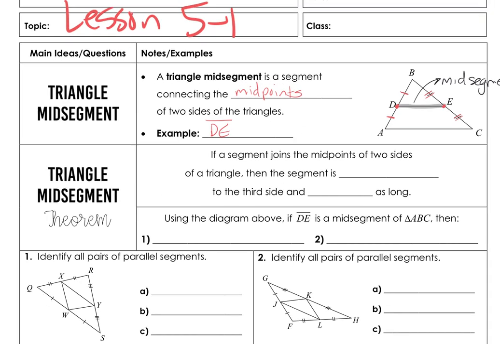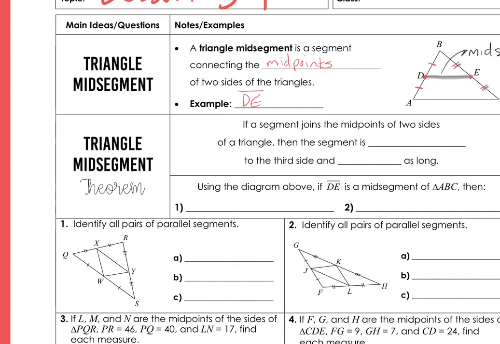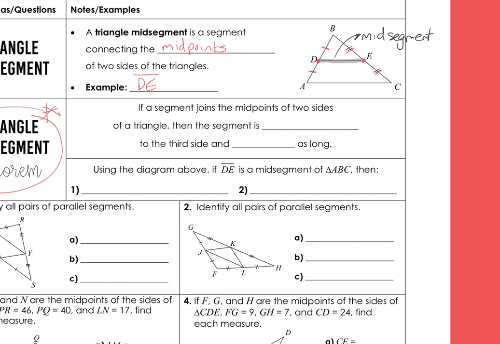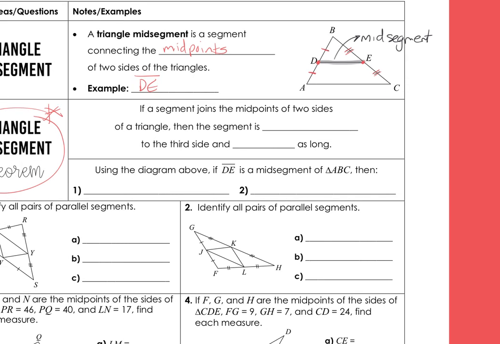So a mid-segment has some special properties. We're going to take a look at our triangle mid-segment theorem. This is kind of our news for the day. And it says that if a segment joins the midpoints of two sides of a triangle, then the segment is parallel to the third side and half as long.